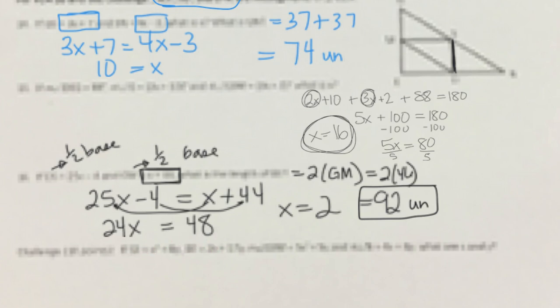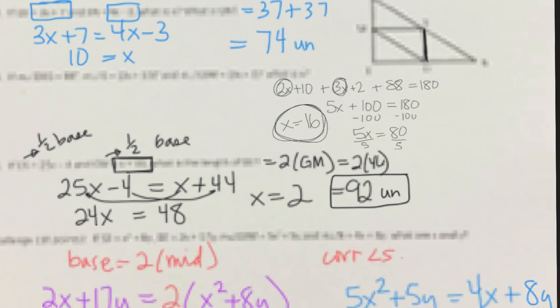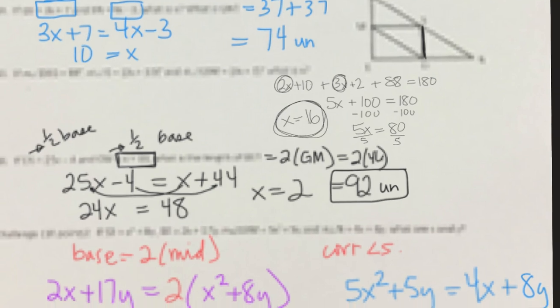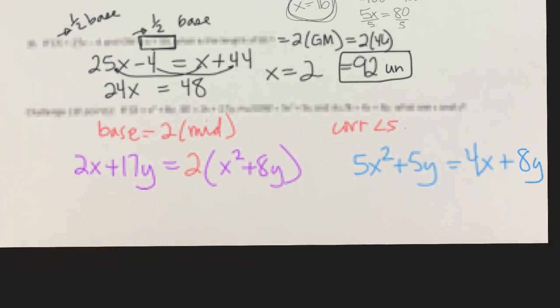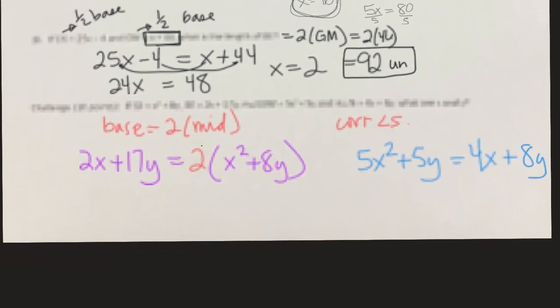Okay, so let's write that down and see what we can glean from these equations. So those are our equations. We have a base, 2x plus 17y, that's GE, equals 2 mid-segments, which is 2 times x squared plus 8y, that's SD. And then we have our 2 corresponding angles. So let's think about what we can do here, maybe to simplify this a little bit. Well, let's get rid of these parentheses over here.